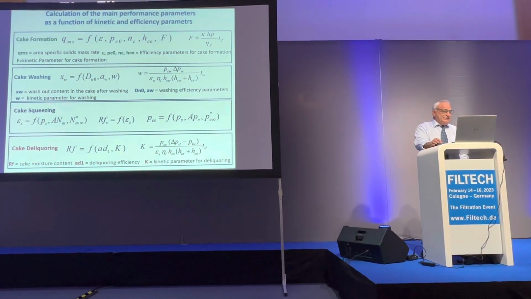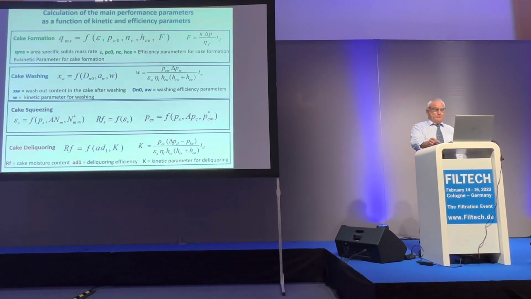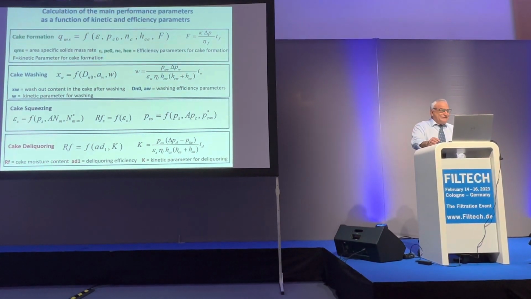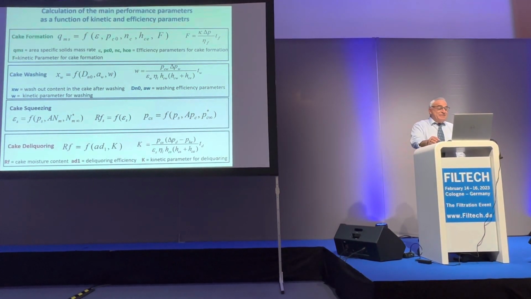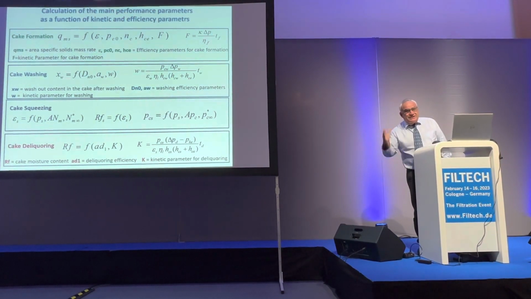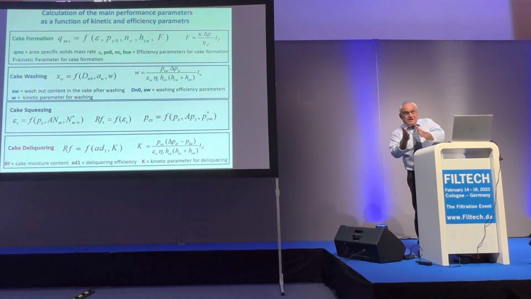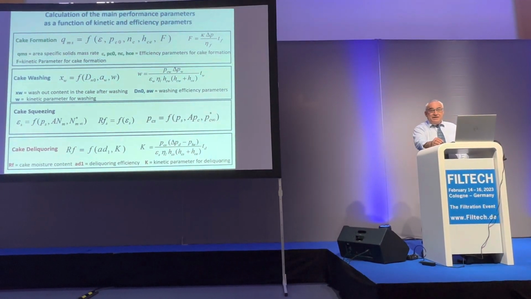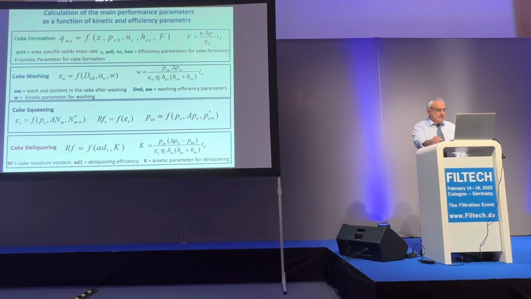The same is true here with cake squeezing. We assume an equilibrium, and in this case you see an important efficiency parameter, that is the ENM, that tells us how the moisture content of the squeezed cake depends on the squeezing pressure, the membrane pressure. That is this efficiency. The higher the ANM, the lower the moisture content for a given squeezing pressure.